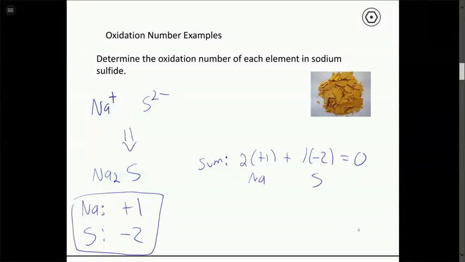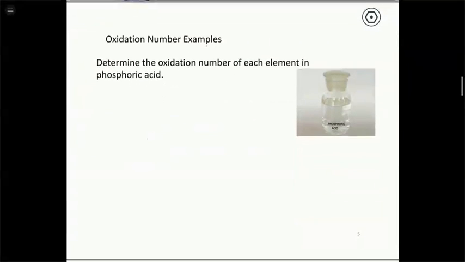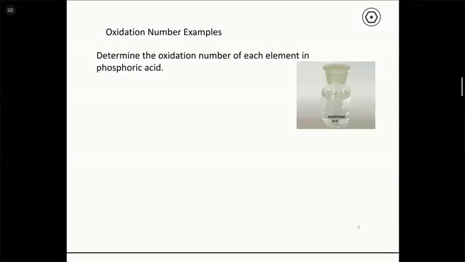So ionic compounds are pretty straightforward, especially when they just have monoatomic ions where you don't have polyatomics, just a single sulfur with a charge on it. The charge on the atom is equal to its oxidation number. We can look at a slightly more complicated example. So let's look at the oxidation number of each element in phosphoric acid. That's the one you guys have. I changed this one at the last minute, but I think it's phosphoric acid in your notes too.